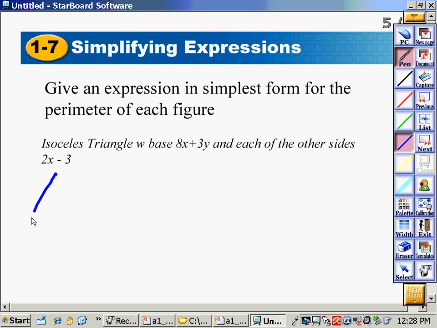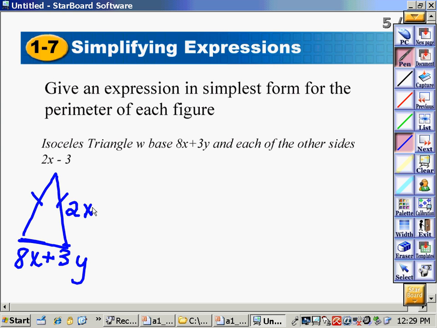Moving on, we have a problem that has no picture. I think I will draw a picture. In the picture of an isosceles triangle, it has 3 sides. Well, the top 2 sides are the same, and then the base is along the bottom, and it says that the base is 8x plus 3y. Now we have 2 sets of variables. Let me do over. 8x plus 3y. All right, and then the 2 other sides are both 2x minus 3.